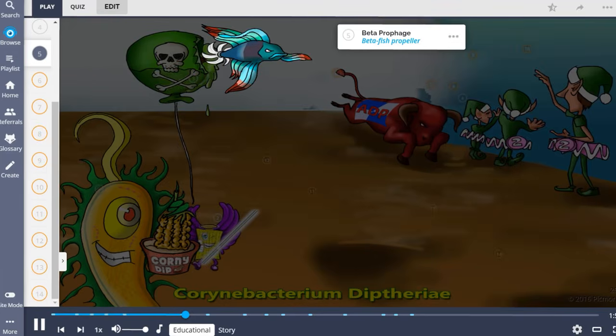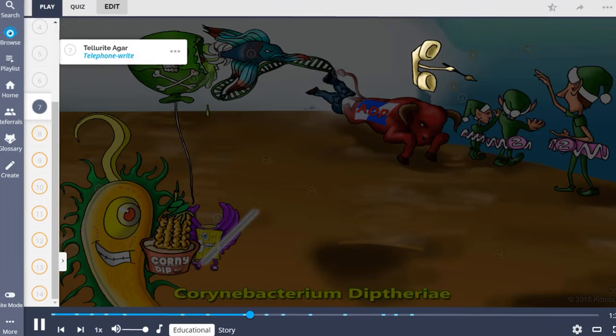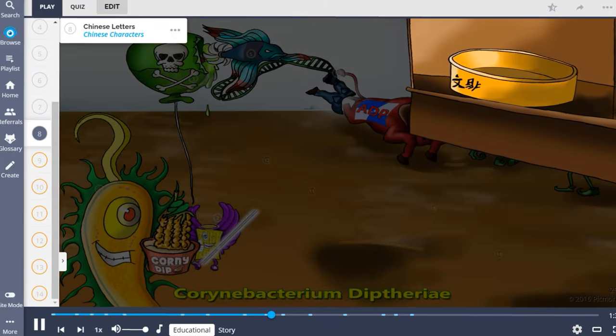One virulence factor of Corynebacterium diphtheriae is that it has integration of a beta-prophage, the beta fish propeller, which occurs through a process called lysogeny, the lasso genes, and this describes a viral genome being encoded into the bacterium's DNA, giving it the ability to produce toxins. Now, when bacterial cultures are obtained, this organism will grow on tellurite agar, the telephone right, and grows in a pattern resembling Chinese letters, depicted as the Chinese characters.